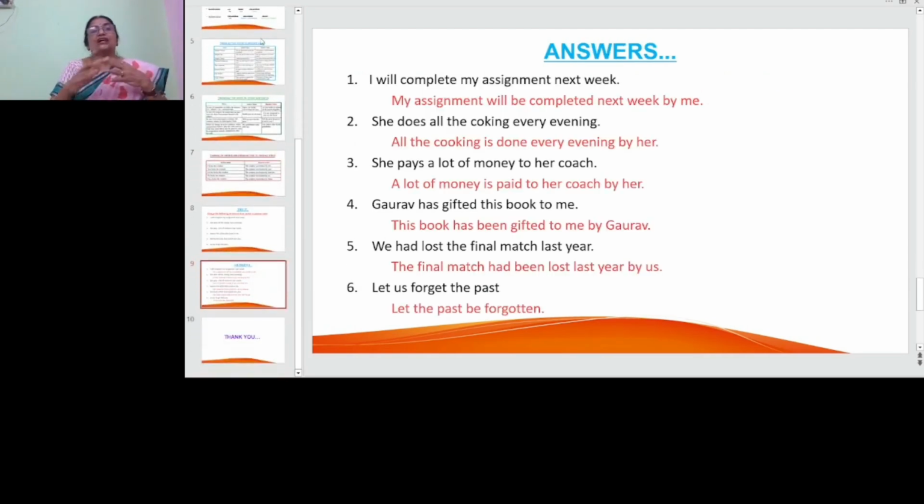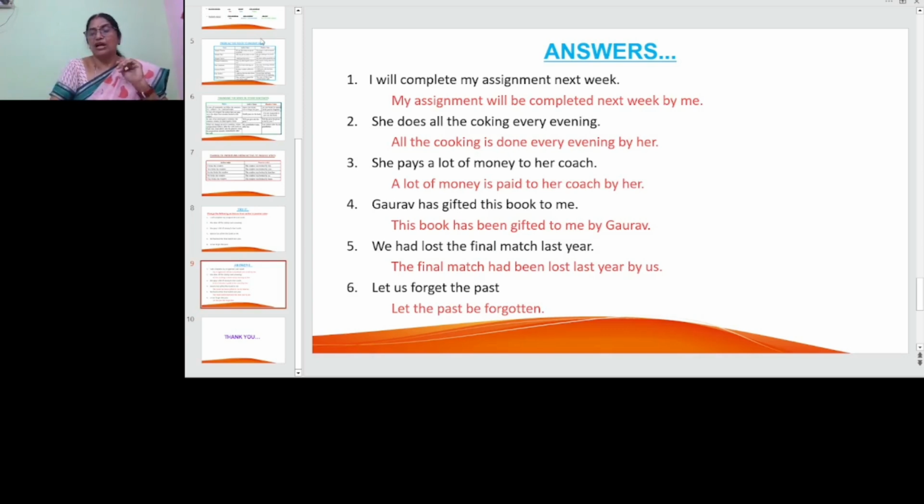Suppose you wanted to check the answers, you see. "I will complete my assignment next week." "My assignment will be completed next week by me." "She does all the cooking every evening." "All the cooking is done every evening by her." "She pays a lot of money to her coach." "A lot of money is paid to her coach by her." "Gaurav has gifted this book to me." "This book has been gifted to me by Gaurav." "We had lost the final match last year." "The final match had been lost last year by us." Okay, "Let's forget the past." "Let the past be forgotten."